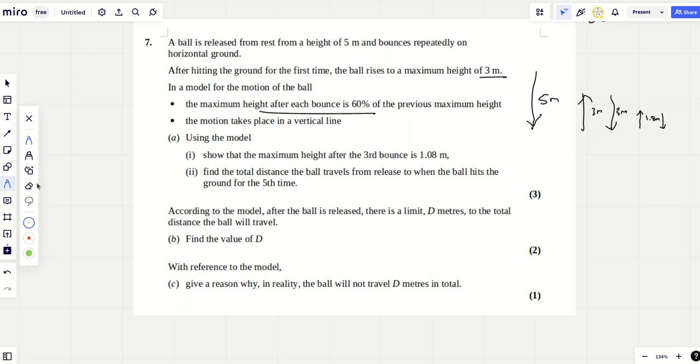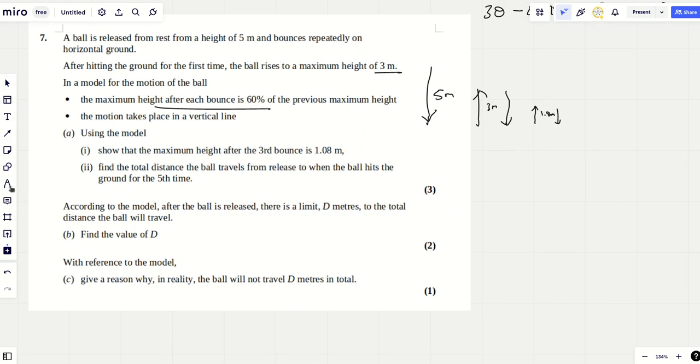In fact, let's just write down that number once because you can see with the arrows that they're the same length. And you can even put on the first bounce, second bounce. Yeah, this is the second, this is the third. And so if you want to know the maximum height after the third, then you need to do it once more times by 0.6, and you're going to get 1.08 up and down. Yeah, that's a fourth bounce.